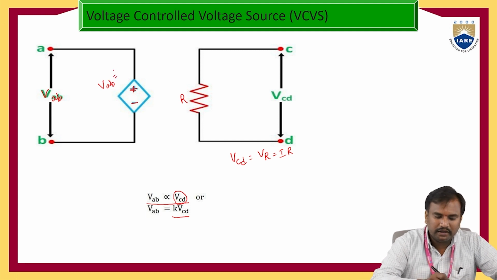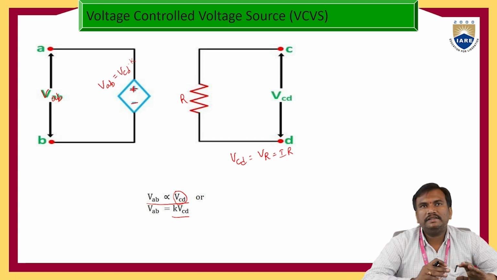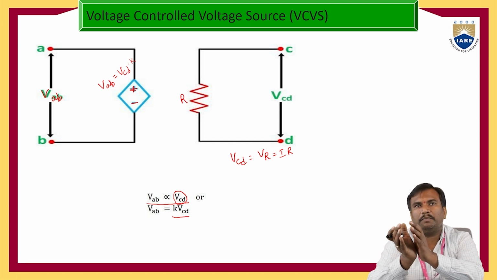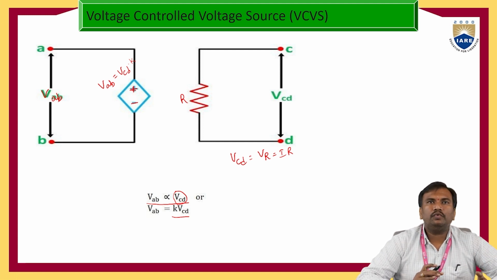VCD is nothing but the voltage across the resistance. That means VAB is equal to VCD into some constant K. That is, the dependent source voltage depends on the voltage across a particular resistance. The voltage across that particular resistance is controlling the magnitude of the source voltage. That's why this is called voltage controlled voltage source.